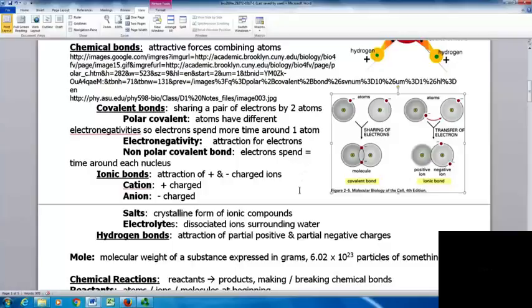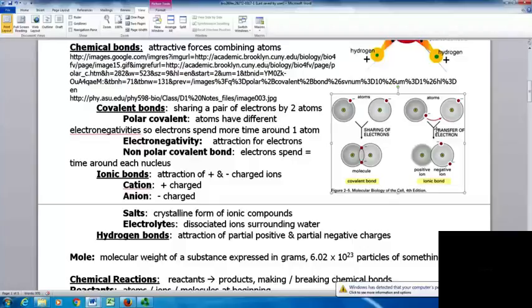The other type of bond we have is the ionic bond, which involves the attraction of positive and negative charged ions. The cation has the positive charge, the anion has the negative charge. Salts are the crystalline form of the ionic compounds, and when we dissolve these in water, they're electrolytes. Here you just have the dissociated ions surrounded in water.